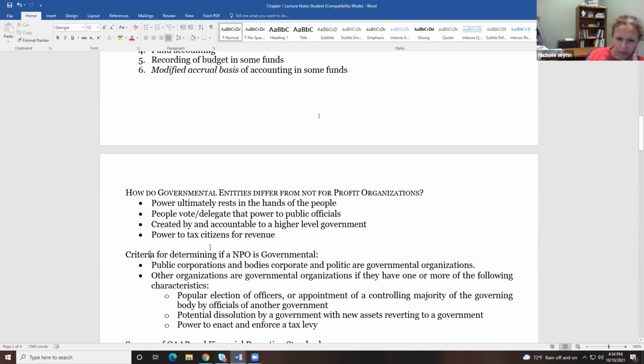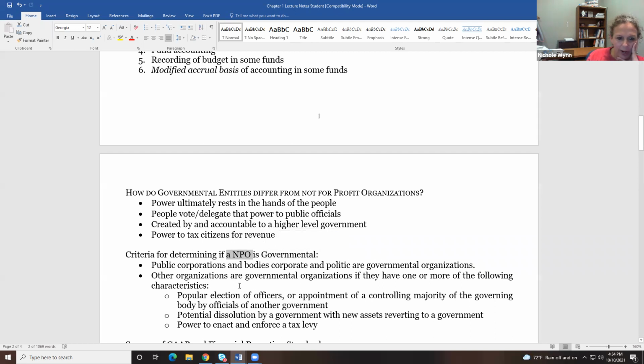So here's just some criteria for determining if a not-for-profit is specifically governmental. Governmentals are nonprofits, but not all nonprofits are governmental. I'll say that again. Governmentals are nonprofits, but not all nonprofits are governments. So the government is nonprofit because they're not trying to be profitable, but there are nonprofits that have nothing to do with the government, like a church.